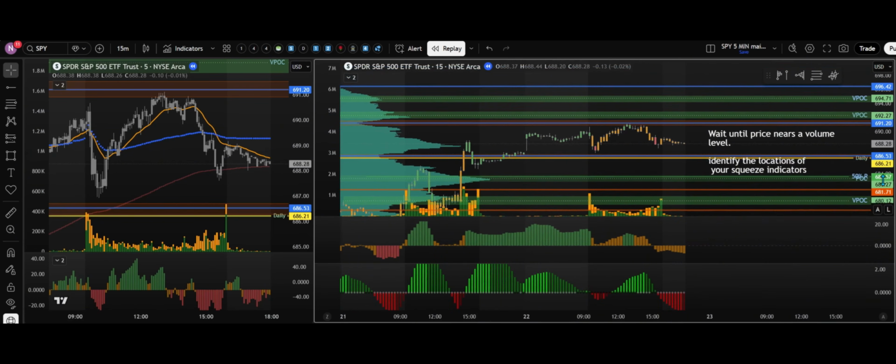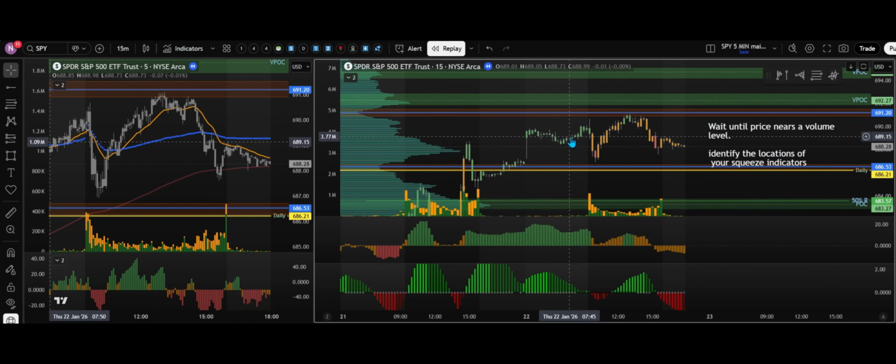So what I'm going to assume when I'm doing my pre-market analysis is that what I'm looking for is reactions off of these low volume nodes. So either this one or this one. I'm going to wait until price attempts to test one of those. I'm going to look at my momentum indicators and try to get an idea of what's most likely to happen.